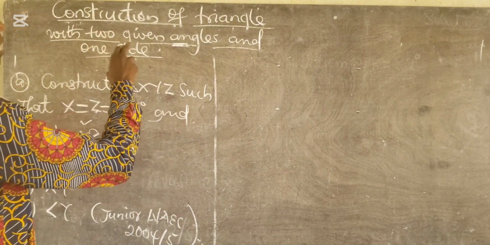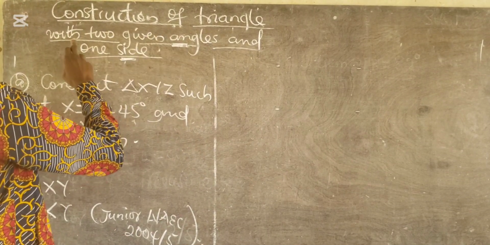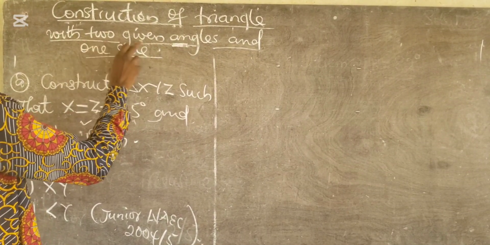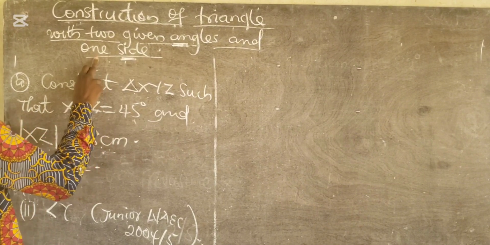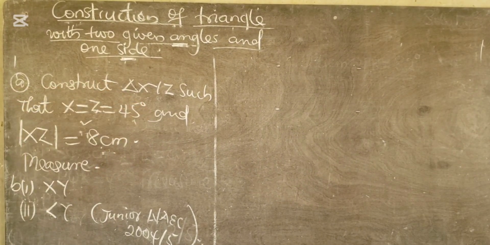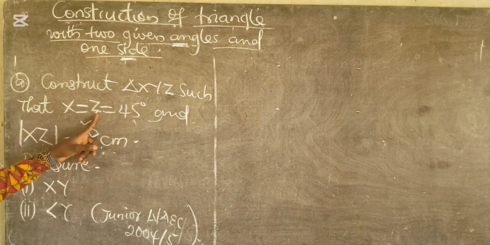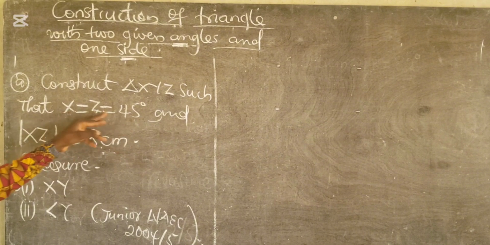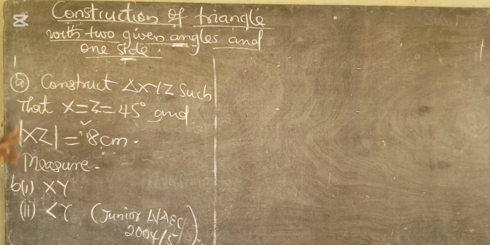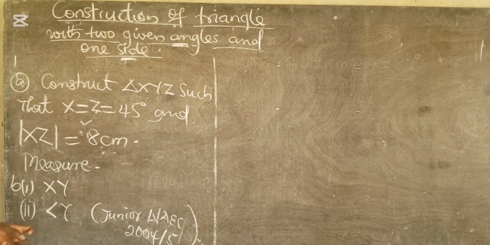So before me on the board is how we can construct a triangle when two angles are given and one side is given. Construct triangle XYZ such that angle X is equal to angle Z is equal to 45 degrees. So meaning X is 45, Z is 45, and line XZ is 8 centimeters. Measure XY and angle Y. It's a junior WAEC question.